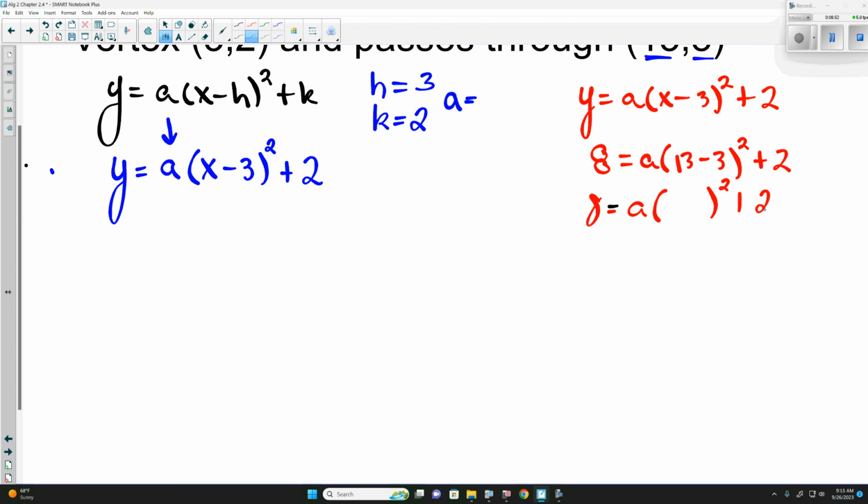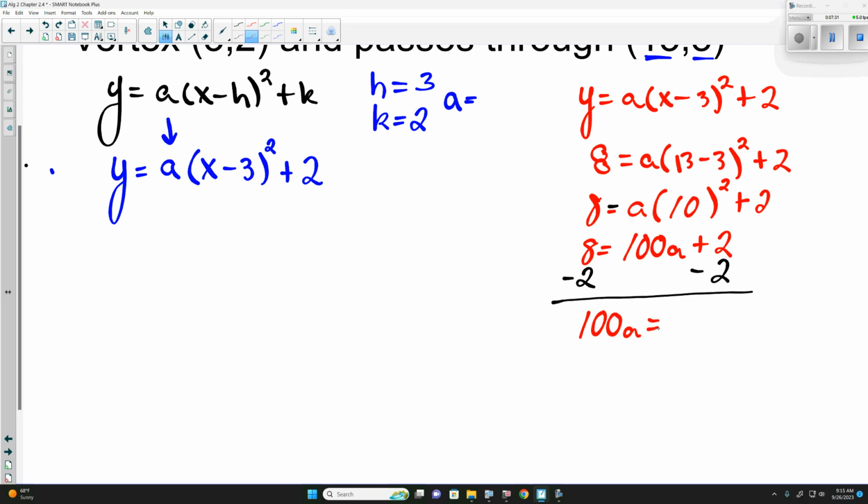Now the first thing we can do is 13 minus 3, which is 10. 10 squared is 100. More specifically, it would give us 100a, because that 10 squared is being multiplied by the a. Now we need to get a by itself. So the first thing we can do is minus 2. When we subtract 2 from both sides, we get that 100a is equal to 6.